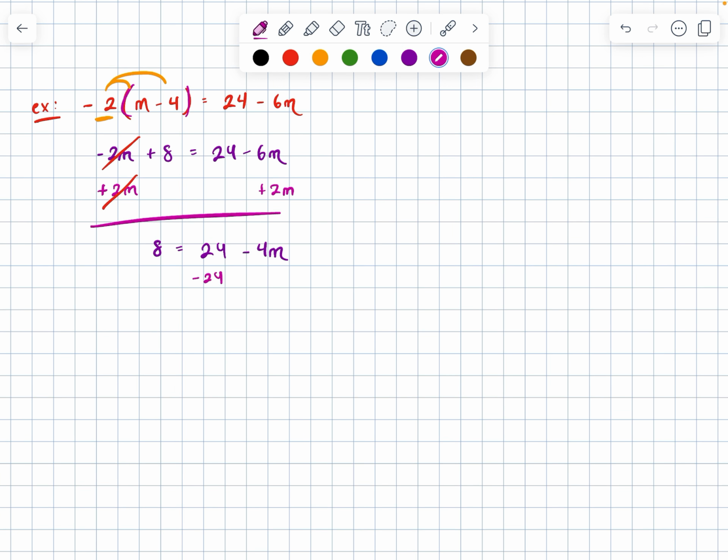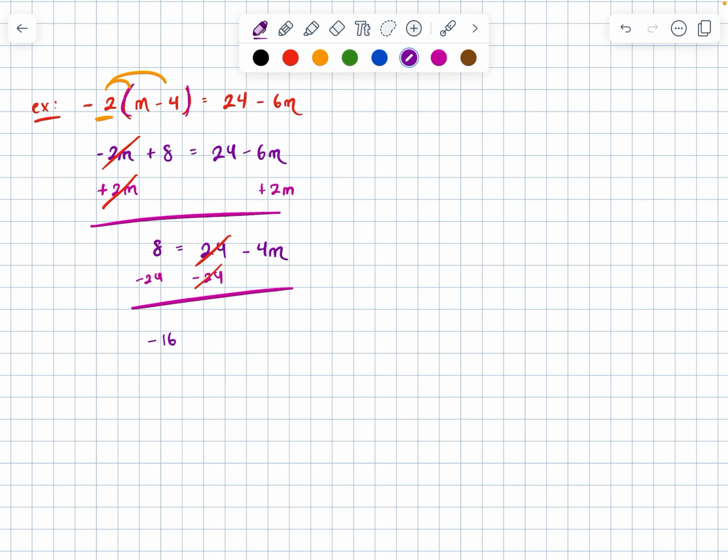And from here, I want to get m by itself. Reverse order of operations, let's get rid of that 24 first. So I'll cancel out my 24s on the right. 8 minus 24 on the left is negative 16. And if negative 16 is negative 4m, to find the value of m, let's get rid of this negative 4. The opposite of multiplication is division. So we'll divide both sides by negative 4. And m should be equal to positive 4.